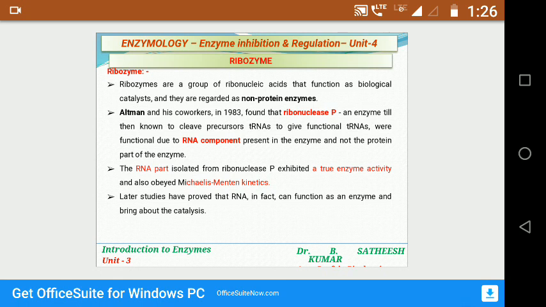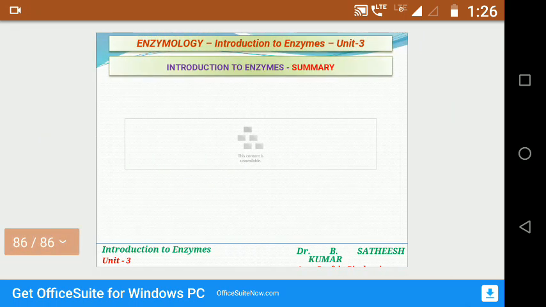That means the RNA itself is acting as a nuclease enzyme, converting the precursor tRNA to tRNA, and it obeys Michaelis-Menten kinetics. Therefore, this RNA, ribonuclease P, is regarded as a ribozyme.